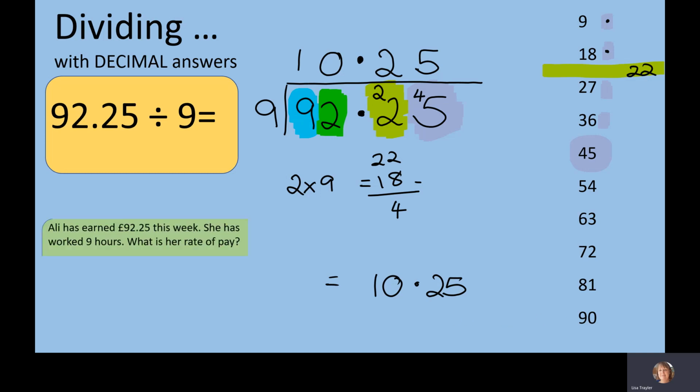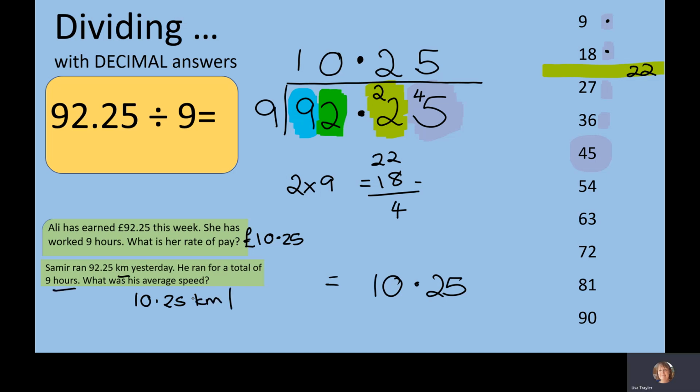So let's have a look at how we would use that information to answer the questions that we had on the first page. Now, in the first instance, Ali has earned £92.25 this week, and she worked 9 hours. What's her rate of pay? Well, that means her rate of pay was £10.25. Okay. The next question was, Samir ran 92.25 kilometres yesterday, and he ran for a total of 9 hours. What was his average speed? His average speed would be 10.25 kilometres per hour.